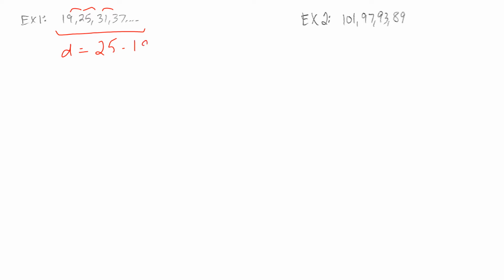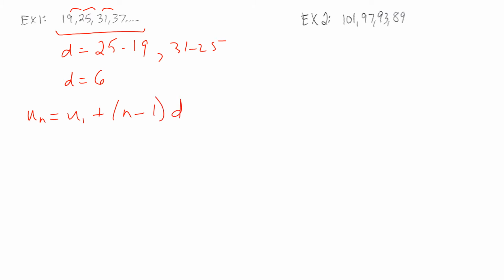Take any two terms, take the next term and subtract from the term you're looking at right now. So 25 minus 19 or 31 minus 25. You can see it's going up by 6. So the common difference is positive 6. And then we always want to find our nth term formula, u sub 1 plus n minus 1 times d.